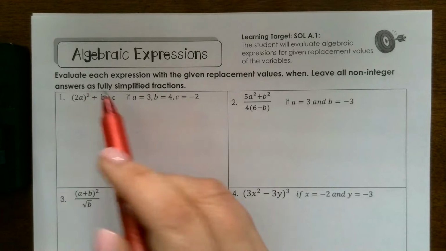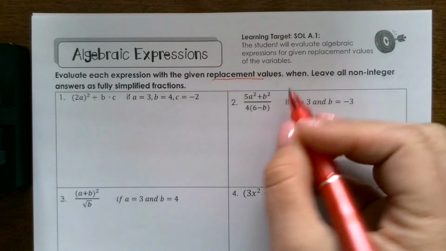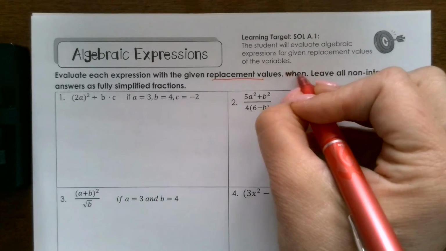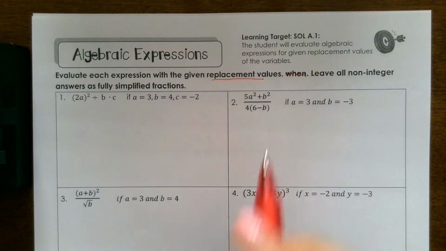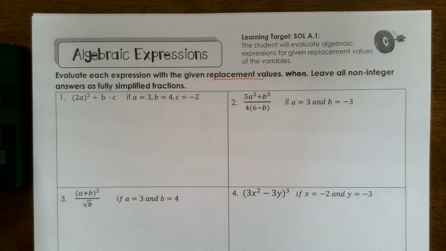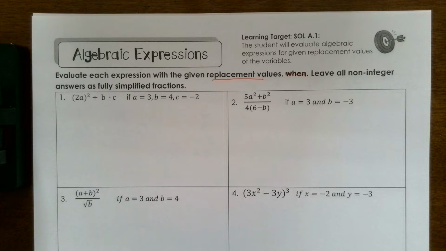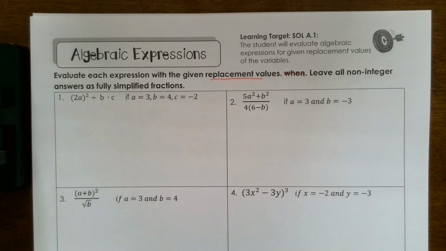So if I look at the directions, I see evaluate each expression with the given replacement values. And of course, this "when" is a typo, so I'll cross it off. And then it says leave all non-integer answers as fully simplified fractions. So if your answer is a fraction, please do not convert it to a decimal. Fractions should remain and they should be simplified.